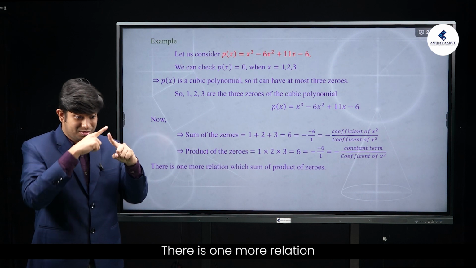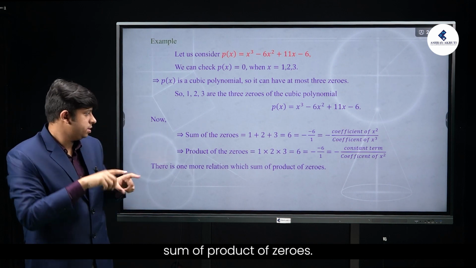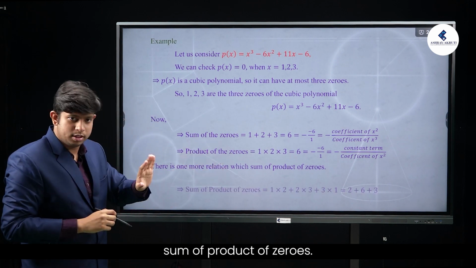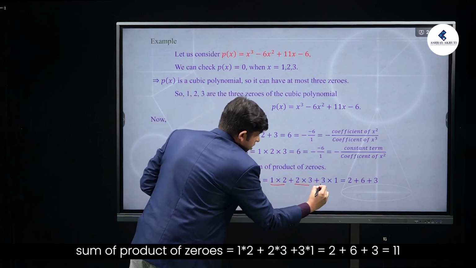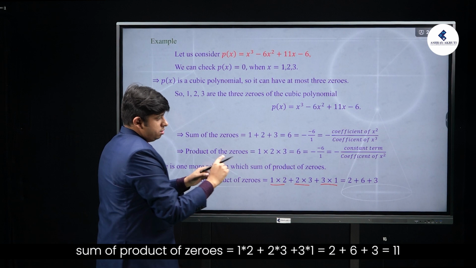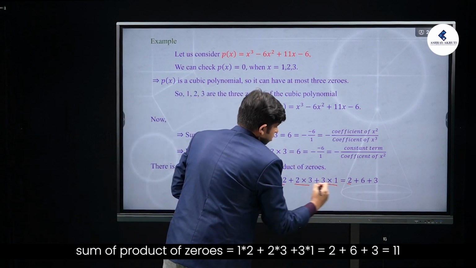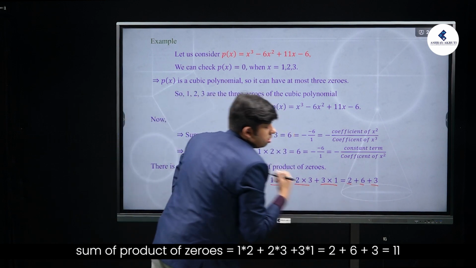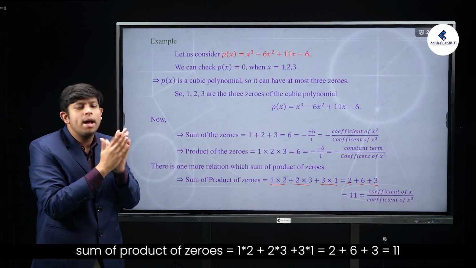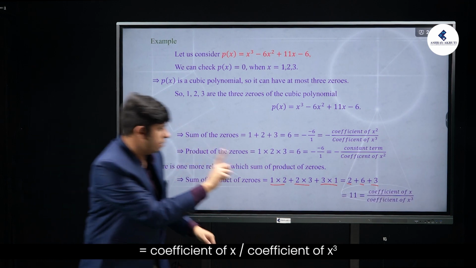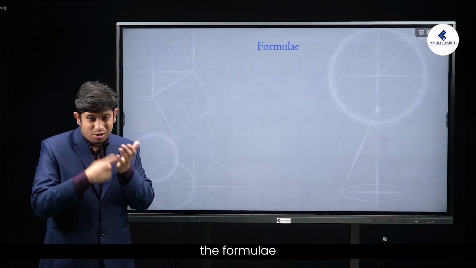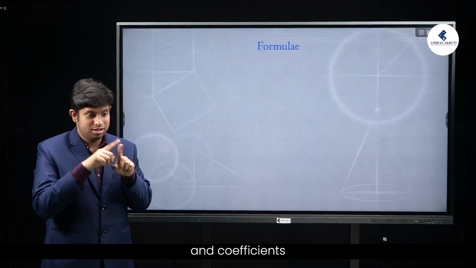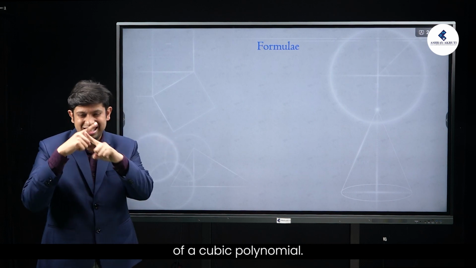There is one more relation, which is sum of product of zeros. Sum of product of zeros is equal to 1 into 2 plus 2 into 3 plus 3 into 1, which is equal to 2 plus 6 plus 3, which is equal to 11, that is equal to coefficient of x by coefficient of x cube. Let us see the formulae that are related to zeros and coefficients of a cubic polynomial.